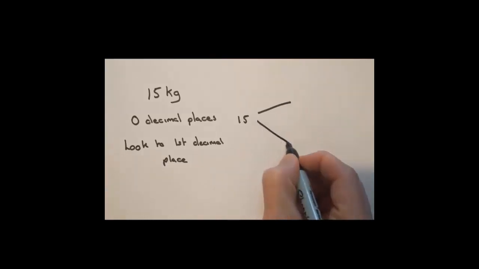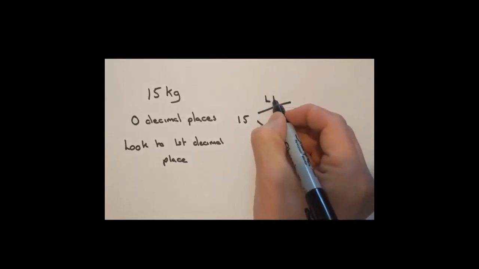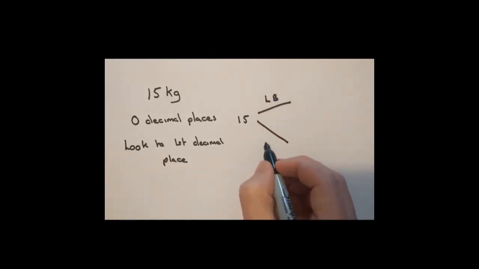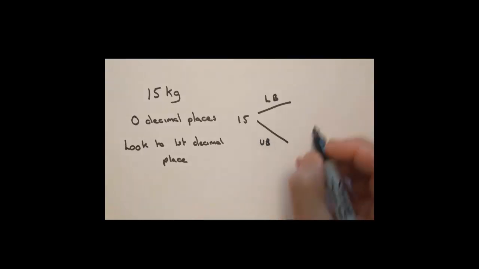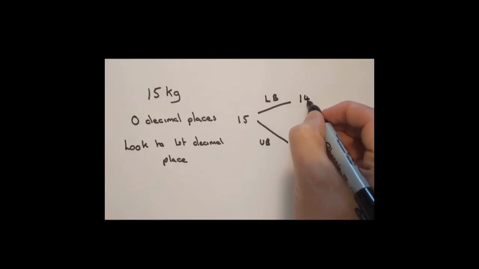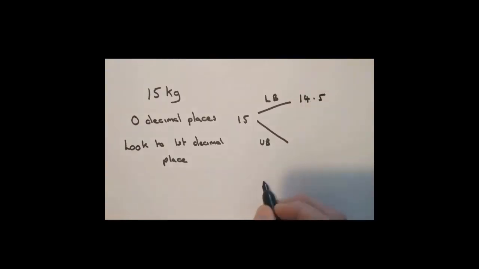So now we need to find the lower boundary for 15 and the upper boundary for 15. So we're looking for the lowest number to one decimal place that will round up to 15, which is 14.5, and that's our lower boundary. And we're looking for the highest number that will round down to 15 for the upper boundary, and that's 15.5.